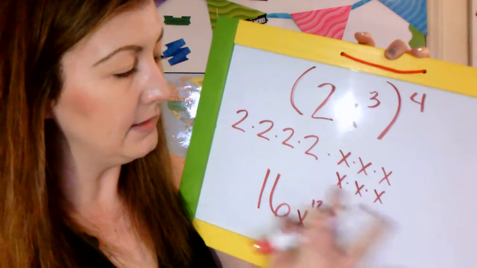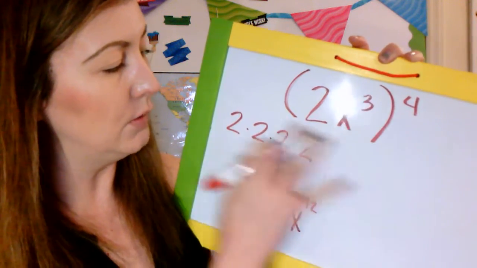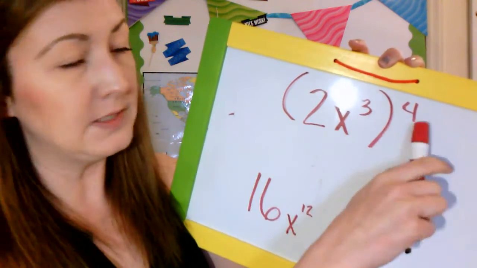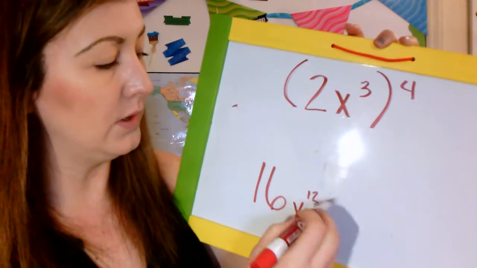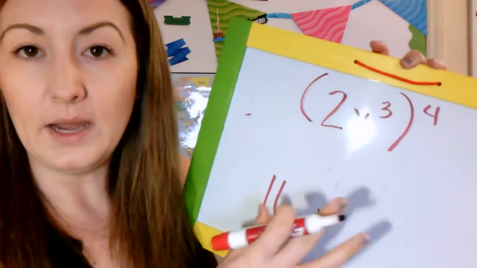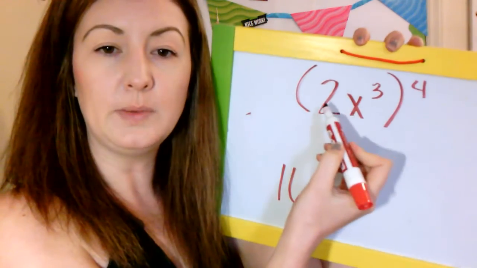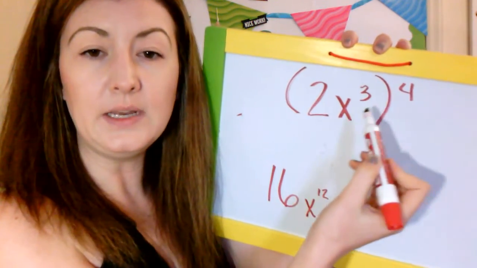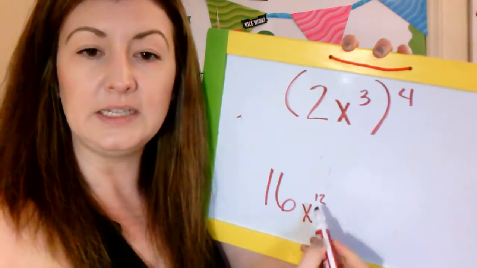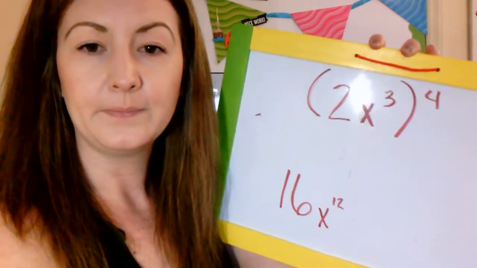The shortcut that your notes tell you to do is to multiply the exponents together. 3 times 4 is 12. And that is why we do that. And that is why it is true, and that's why it makes sense. So you just multiply the coefficient to the outside exponent, and you multiply the two exponents together for your variables.